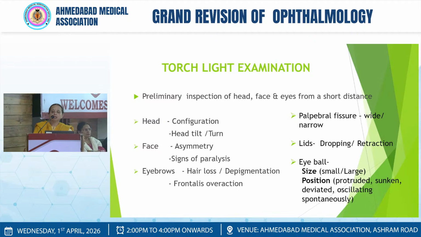Then the size of the eyeball overall, whether it is a small sized eyeball, a large sized eyeball, position of the eyeball, whether it is protruded forwards, whether it is sunken, deviated, that is squint. So all these features can be visualized on distant examination with the help of a torchlight from a short distance.